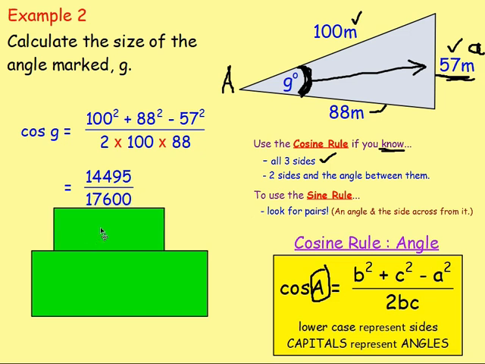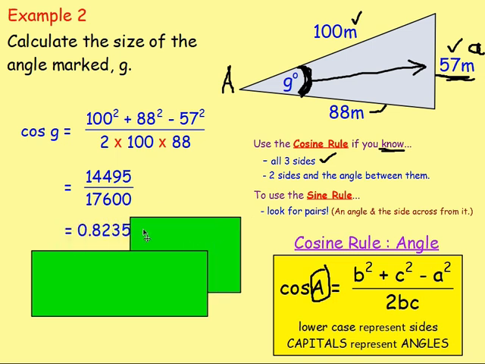If you type that into your calculator, good, you get 14,495 divided by 17,600, and if you work that out to a few decimal places, you end up with 0.82357 and so on. But remember, that's not your final answer. That angle there is not 0.8 degrees. How do we get the size of the angle? What do we do? That's when you do cos to the minus 1.